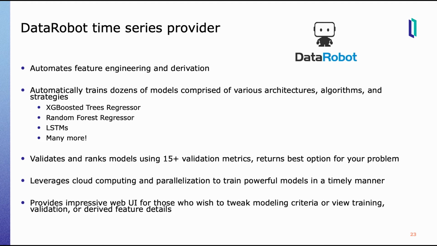You pass a simple SQL query to kick things off, and a lot will happen behind the scenes for you. It automates the training of dozens of models of various architectures and algorithms, including things like LSTMs and XGBoost trees. It then returns the best performing model to the user based on over 15 validation metrics. DataRobot is capable of using cloud computing and parallelization techniques as well, which can help you train more powerful models in less time.